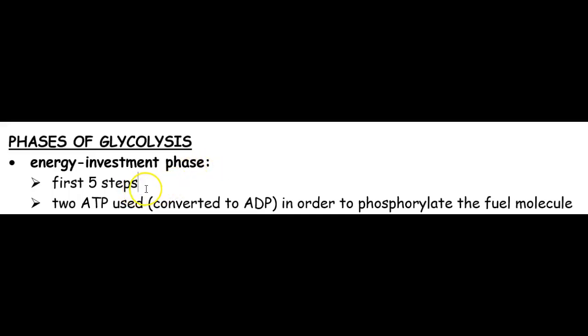So in the first 5 steps of glycolysis, what we're going to do is we're going to input some ATP. And that's our investment. And we're hoping that by investing that small amount, later on, we're going to recover that ATP and make even more ATP. So that's why we call it the investment phase. We're going to just invest a couple of ATP at the beginning in the hopes that we are able to have that generate more ATP.